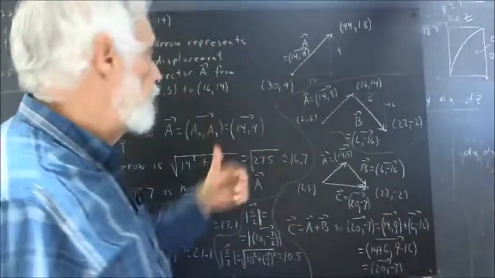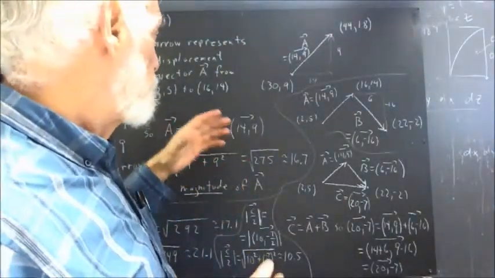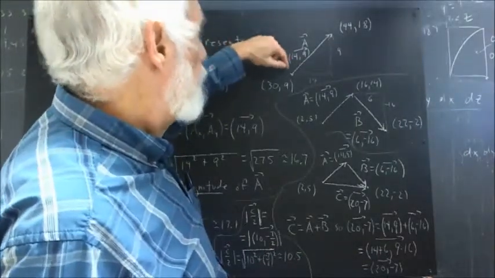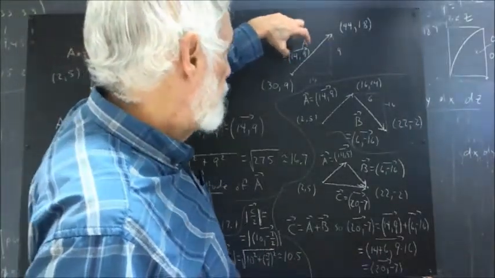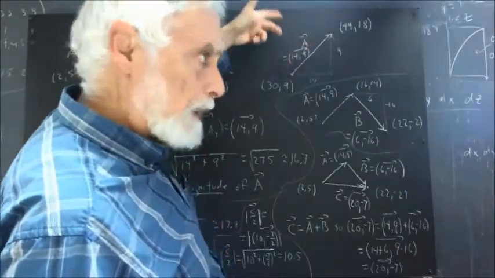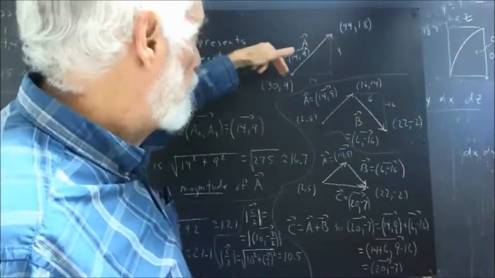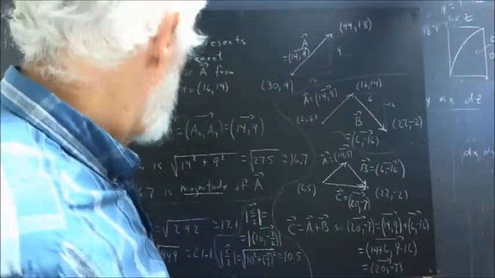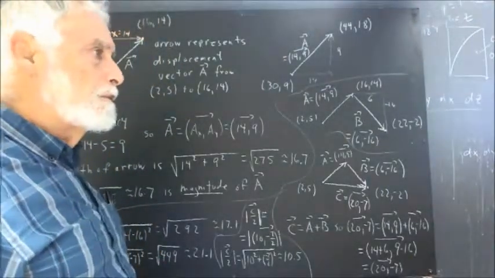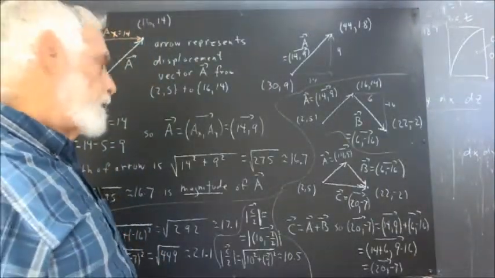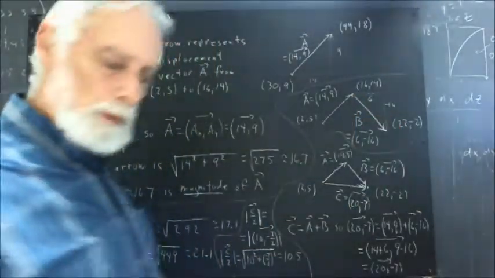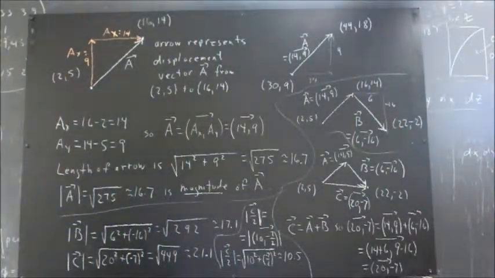So this same vector can be used to move us through the same displacement starting at any point. So starting at (30, 9), this vector will displace us to (44, 18). Okay. Now we're going to add a third point and a second vector, but we'll do that in a subsequent video.